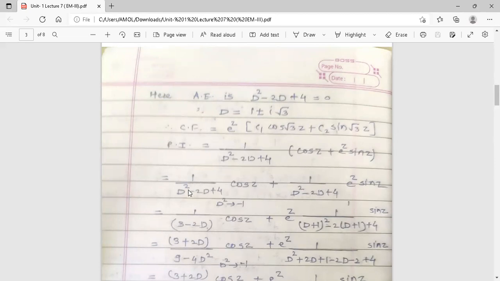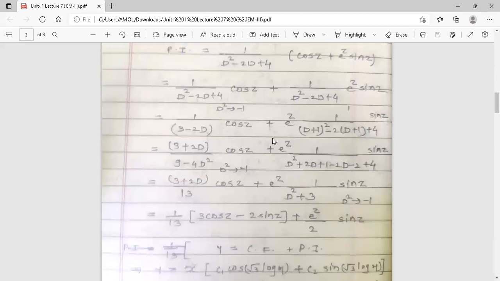In the next step, 1 upon D squared minus 2D plus 4 into cos z, plus 1 upon D squared minus 2D plus 4 into e raised to z into sin z. So these are two separate terms. Now solve for the cos function, cos z.